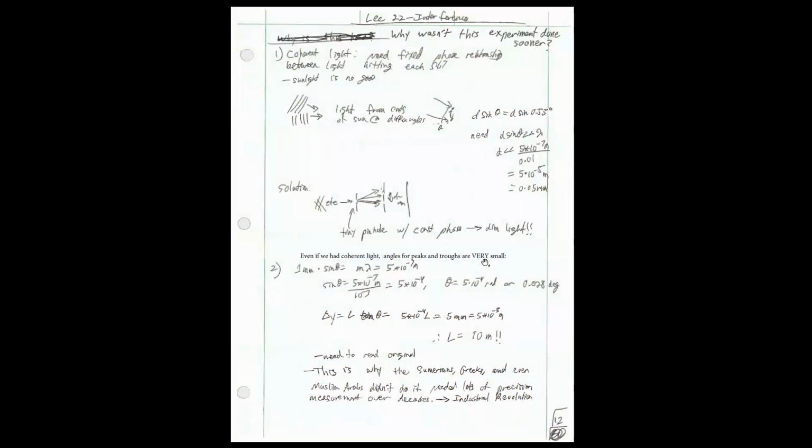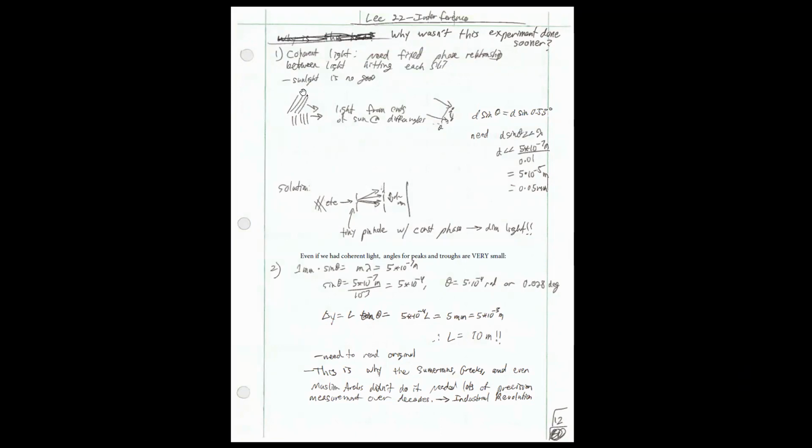All right, this kind of goes over some of what I was saying before. The second point is that the angles for the peaks and troughs are very small for macroscopic objects. There's actually another problem, which is that sunlight was no good for this. The sun, if you look at it in the sky at sunset, when you can safely look at it, is not a point object.